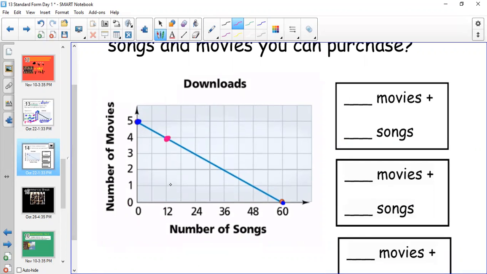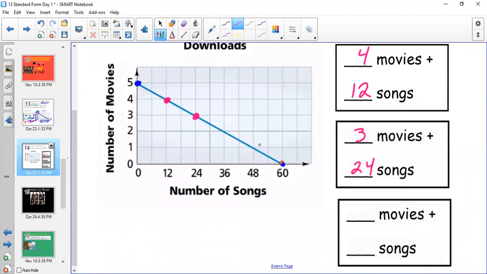So if I put a point right there, that shows that we could buy 12 songs and we could buy 4 movies. Right here is another option. We could buy 24 songs and we could buy 3 movies. I can keep moving down and getting more options. We could buy 36 songs and 2 movies, and we could even do 48 songs and 1 movie. I ran out of blanks, but that is another option. So on our graph, we have 6 options there of what we could do with our $60. All right, we're gonna stop here.